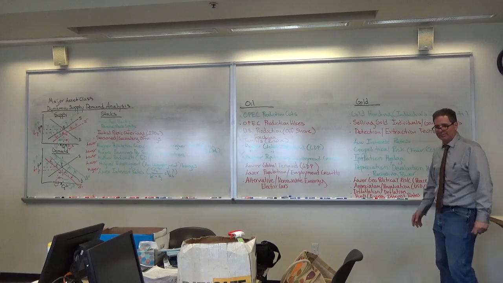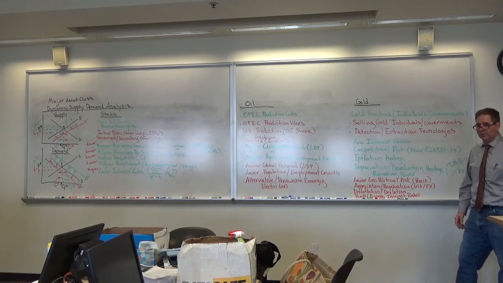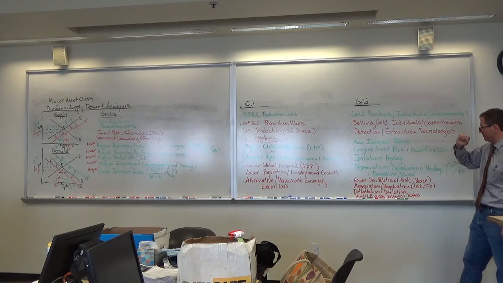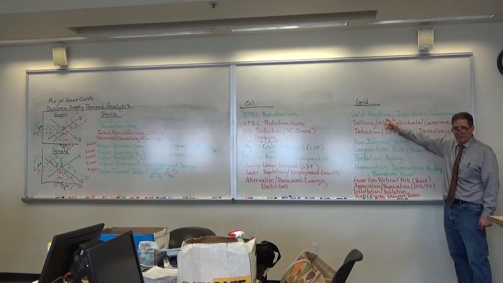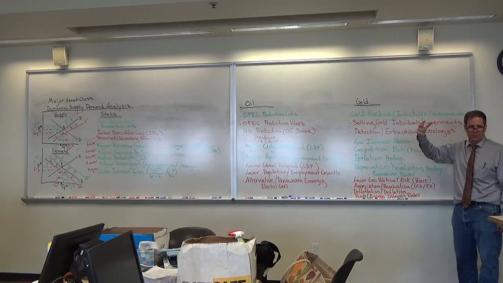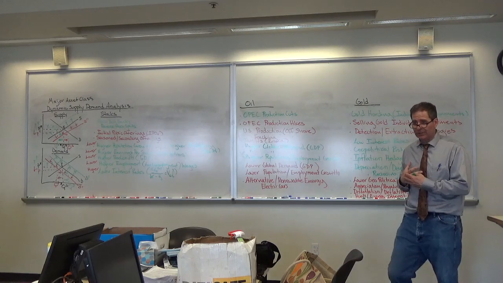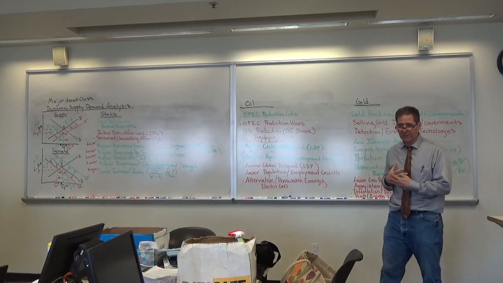How am I doing on time? 5 minutes. Perfect. The next is gold. What would cause the supply curve to shift back? Gold hoarding. We're seeing it by individuals and governments. Different cultures hoard gold, and different governments hoard gold as reserves, gold reserves.